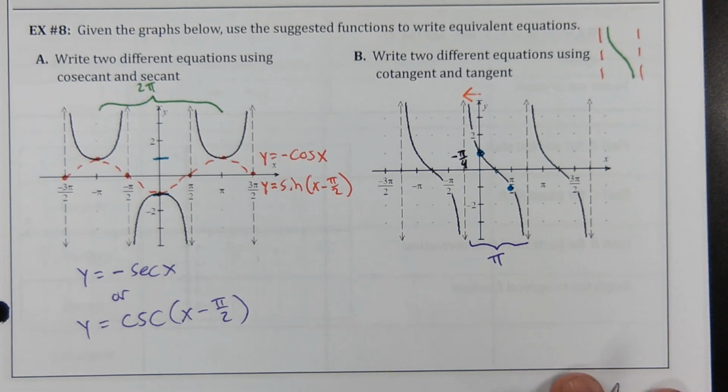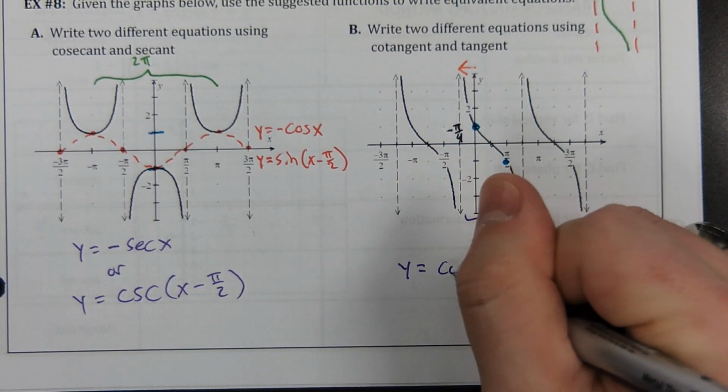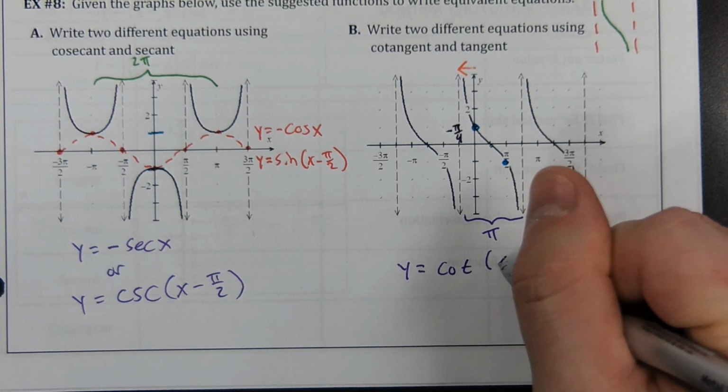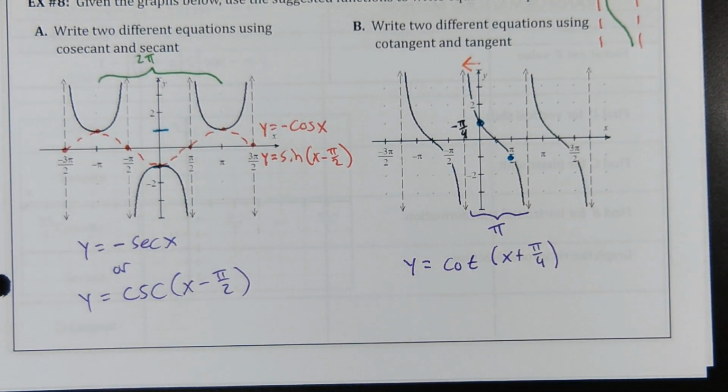The easiest way to describe this thing then is y equals a cotangent graph that has been shifted left pi over 4. That's the easiest way to do it. Slightly more difficult because you have to remember that cotangent is undefined at the y-axis and is decreasing. Tangent is 0 at the y-axis and increasing.